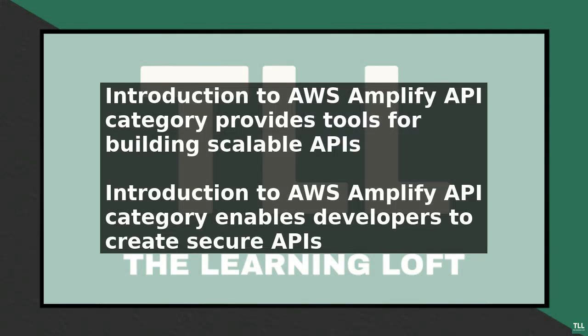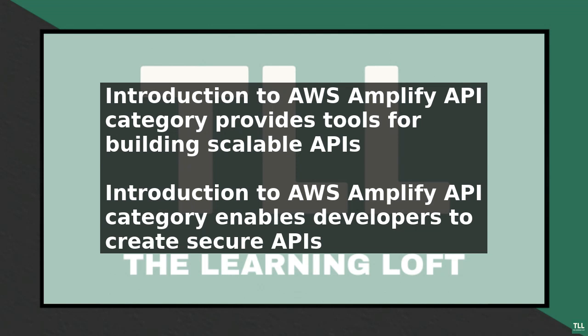Introduction to AWS Amplify API category. The AWS Amplify API category provides a set of tools and services that enable developers to build scalable and secure APIs for their applications. In this guide, we will walk through the process of using AWS Amplify API category to build and deploy APIs.